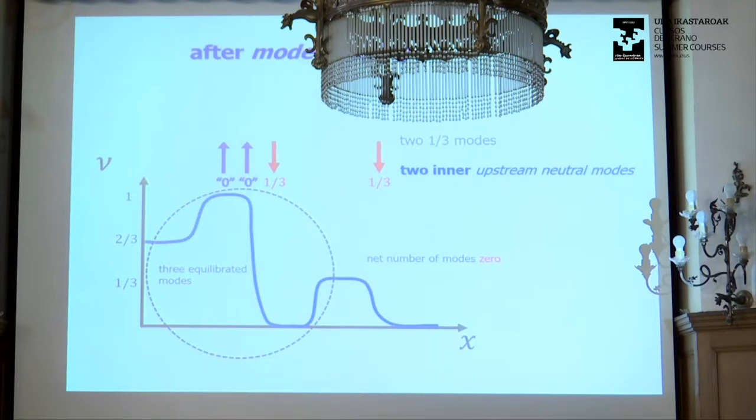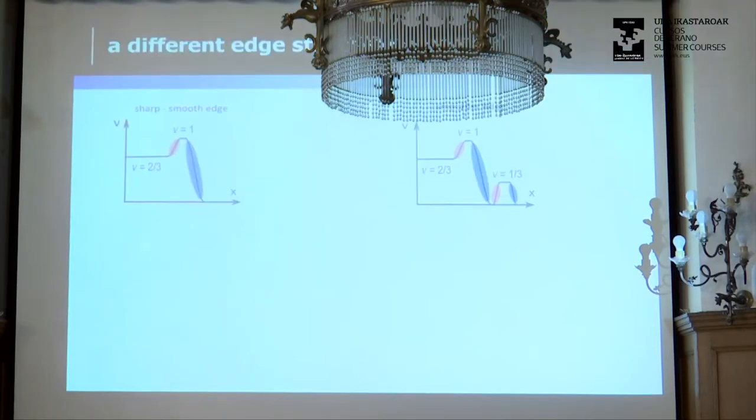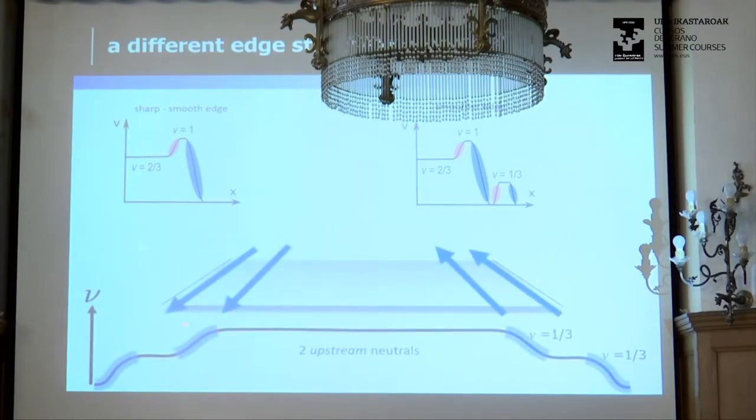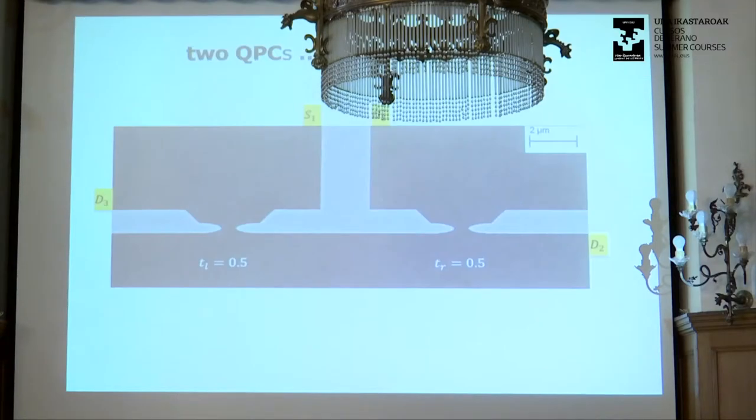Well, is this the correct interpretation? Because we see also 1/3 and 1/3. So forget about this. Let's try now and test this one. And now this one looks like 1/3 and 1/3, and the edge now should look like this. It will reconstruct now and look like this after equilibration between the modes. Okay, so we made an experiment with two QPCs. It's a very simple experiment, okay? We have two QPCs, and the distance between these two QPCs was different in two experiments.